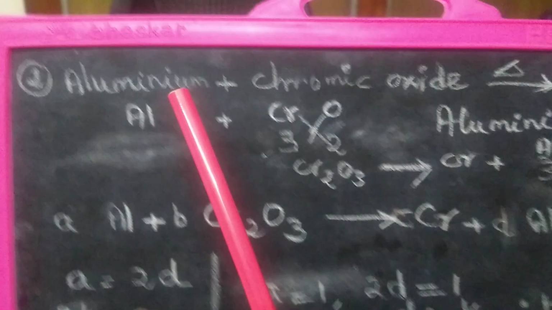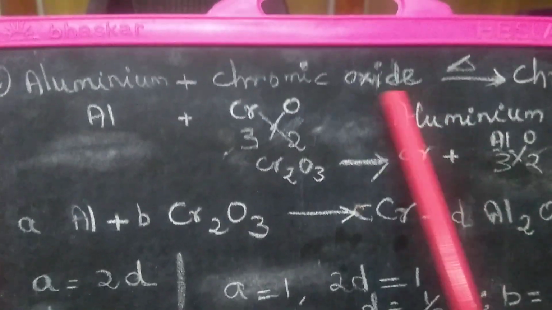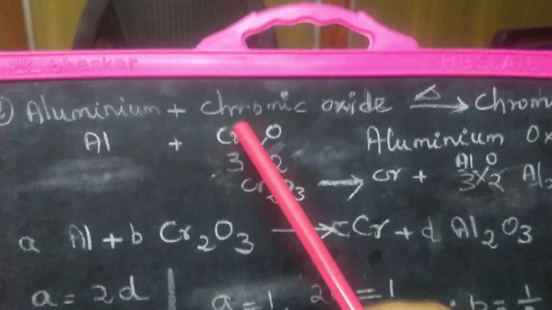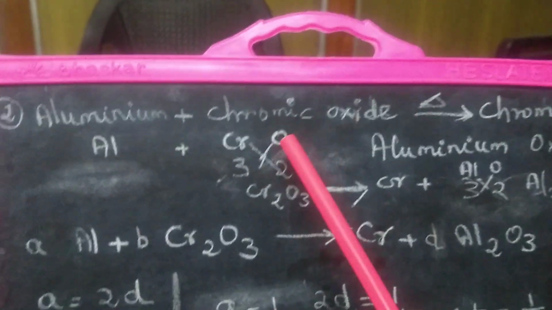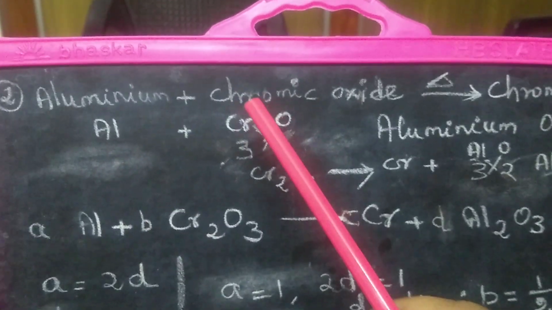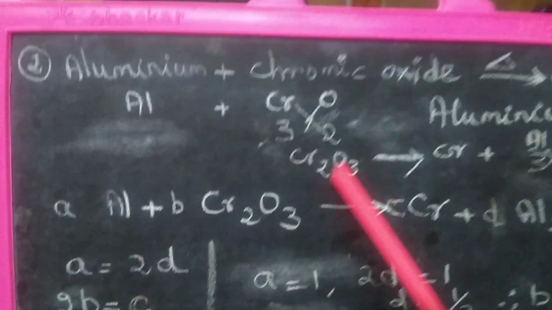So let us take this equation. Aluminium plus chromic oxide. When it is heated, what does it give? It gives chromium plus aluminium oxide. Okay, first of all, we need to convert that into chemical formula. In the first case, I gave you the chemical formula itself. Here we have to derive the chemical formula.